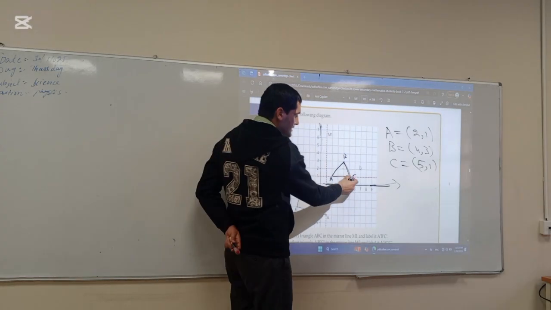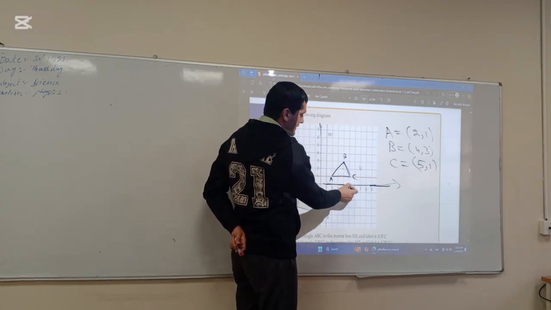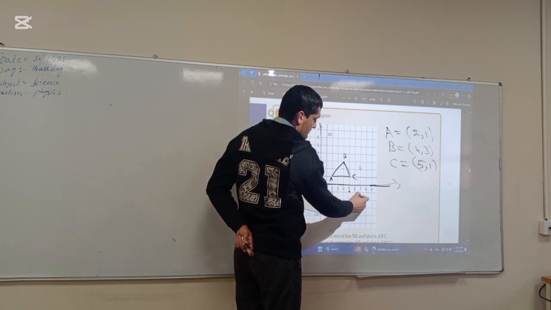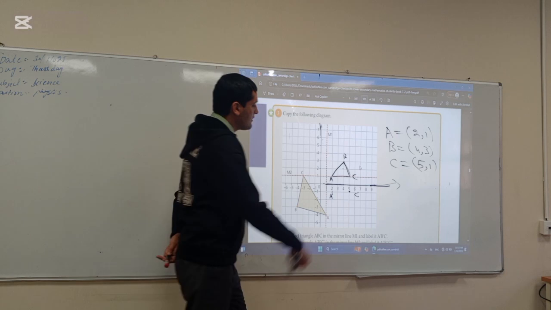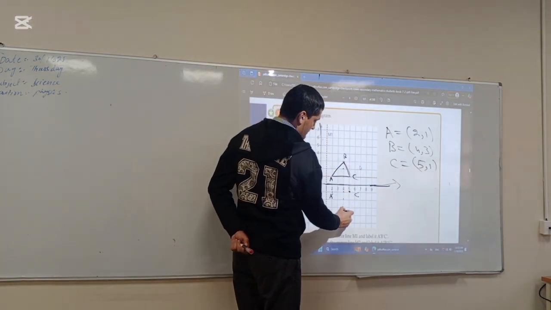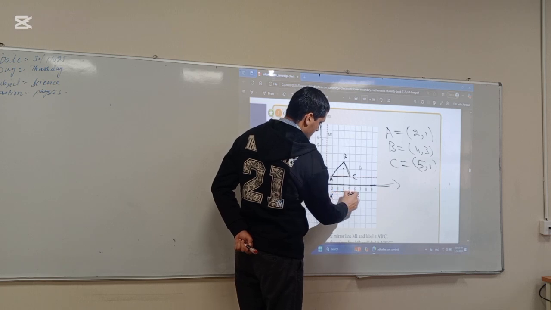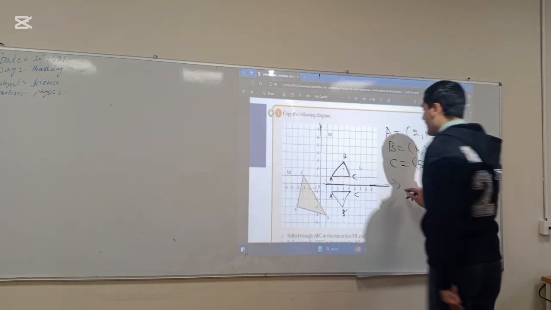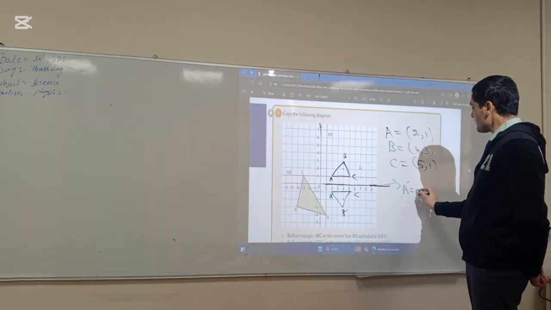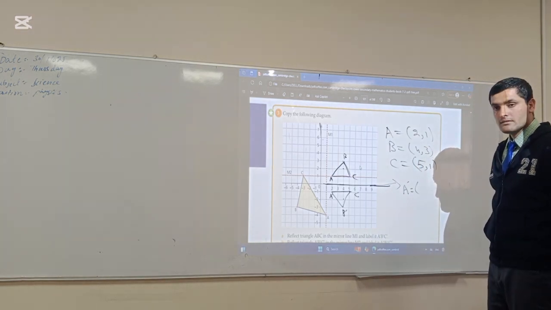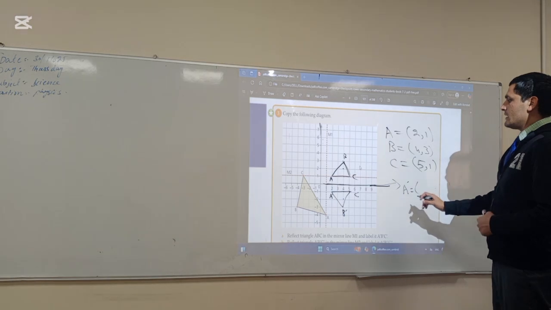Now look here. A will come here, and C will come here. It is again 1 unit, so it will come here. Understand? And B, 1, 2, 3, so it will come here, 1, 2, and 3. Now tell me the coordinates of A dash. Can anyone please tell me the coordinates of A dash? 2 and minus 1. Yeah, exactly, 2 and minus 1.